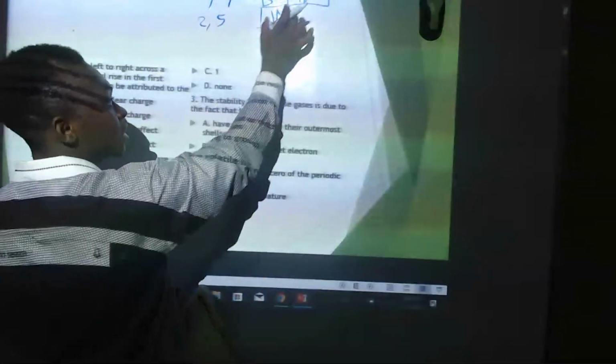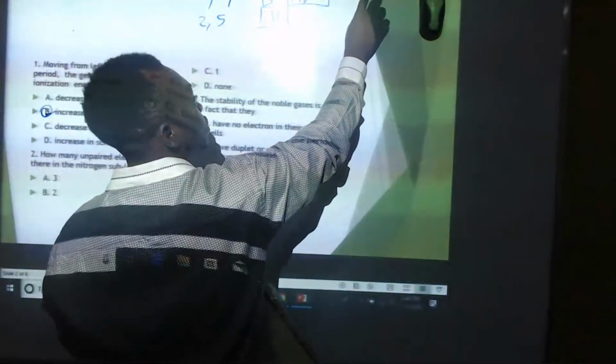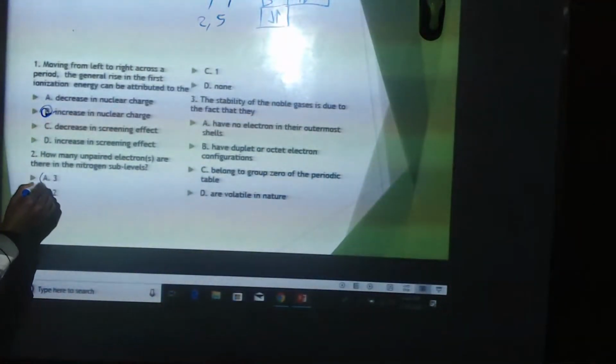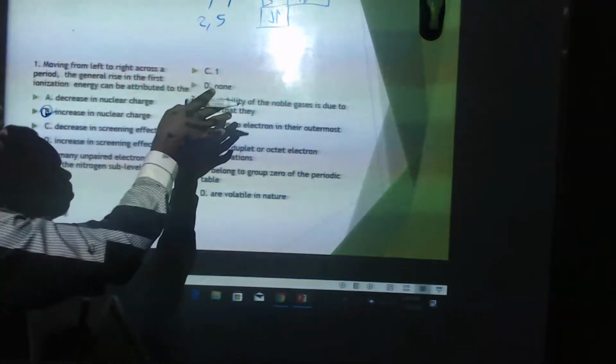Now this is paired. This is paired. None of these are paired. So you have 1, 2, 3 unpaired in nitrogen. So therefore, the answer here is A. You have 3 unpaired sublevels in nitrogen atom.